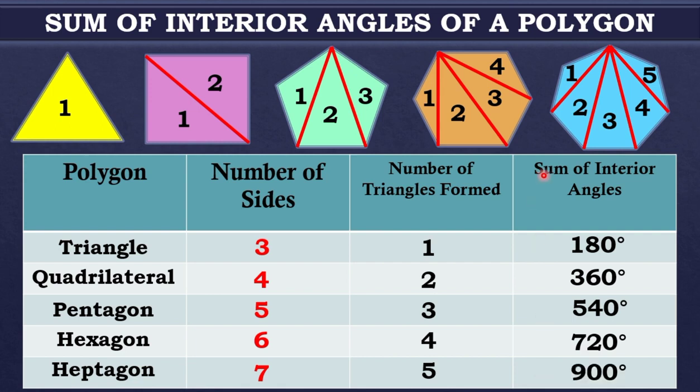So, para saan po ba itong sum of interior angles natin? Okay? So, ito po ay para malaman natin kung ano yung total ng measure ng angles ng bawat polygon. Regular man yan or irregular, ito po palagi ang sum ng interior angles ng bawat polygon. We have 180 degrees for triangle, 360 degrees for quadrilateral, and so on.